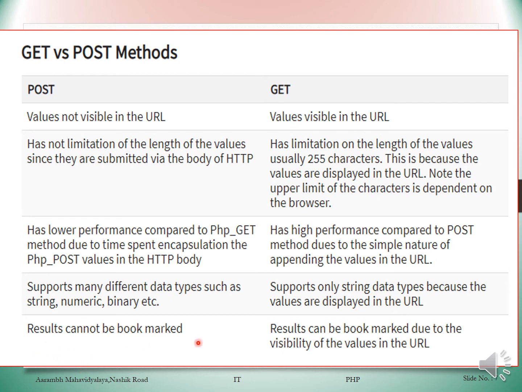Then results cannot be bookmarked in the post method. But as the values are visible in the URL, our results can be bookmarked when we use the get method. These are the specific differences between the post method and the get method. But again remember one thing, the post method is used for the security of the data, and when we use the get method, the security of data is very low.